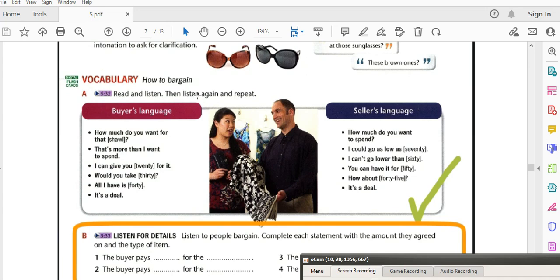Page 115. Vocabulary. How to bargain. Exercise A. Read and listen.